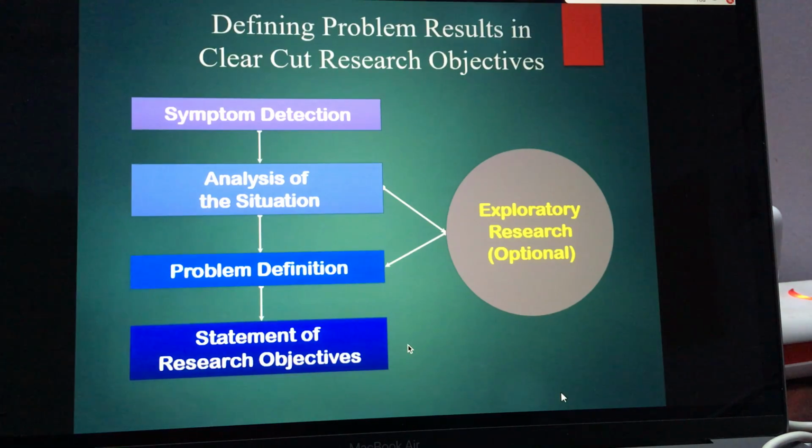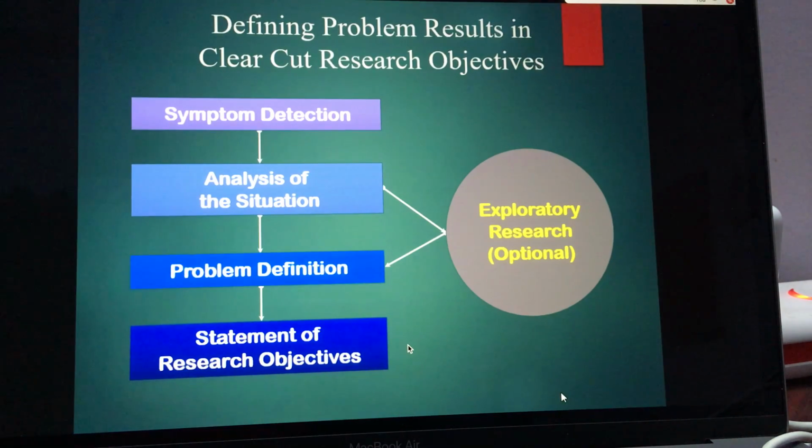So what I'm trying to say is that problem definition itself might require some amount of research, although it's optional. In certain cases where the research problem is very clear, there is no confusion, the manager or person initiating the research knows that this is the decision problem, and in order to solve it we need this much information. Then everything is very clear and specific, and you don't have to do any exploratory research.